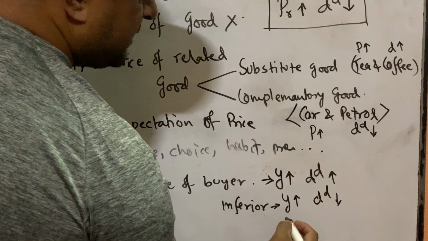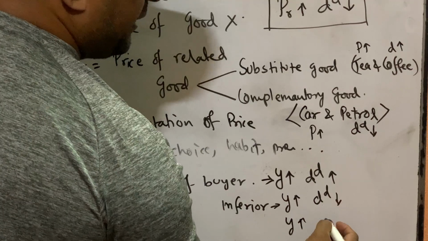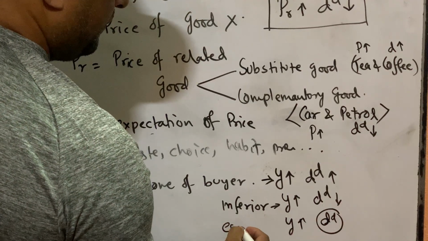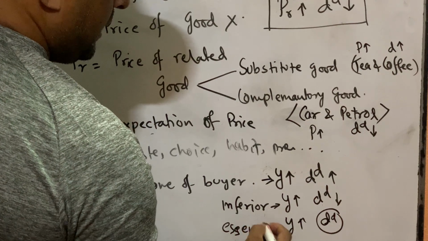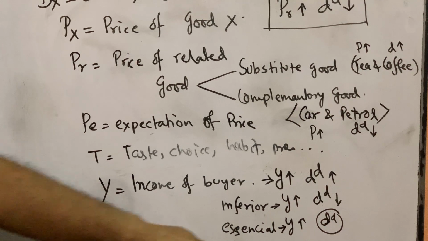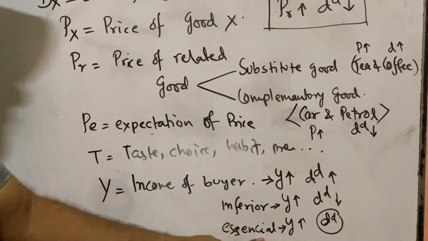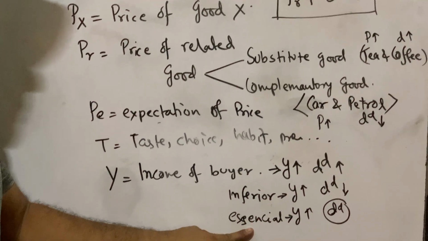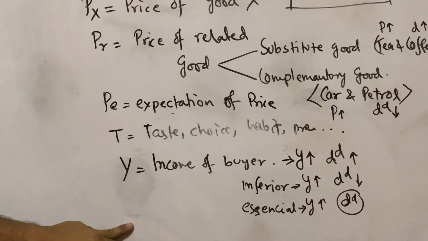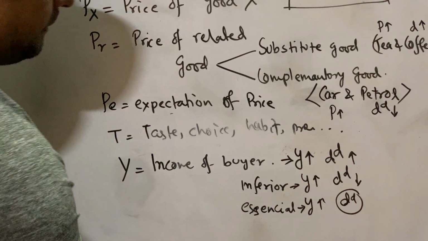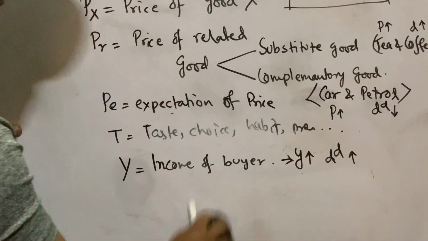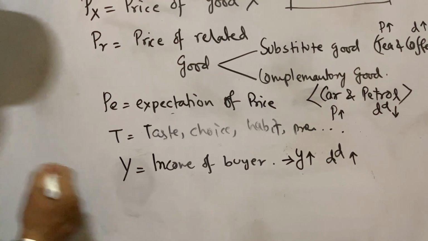But in case of an essential good, there is no effect on the demand of the good. Essential means, suppose medicine is an essential good. Whatever is my income, my demand will not be affected, because it is essential, we cannot avoid the consumption. Whatever is the income or whatever is the price, our demand will not be affected. So this is income of the buyer. Generally with the rise in income, demand for a normal good also increases.